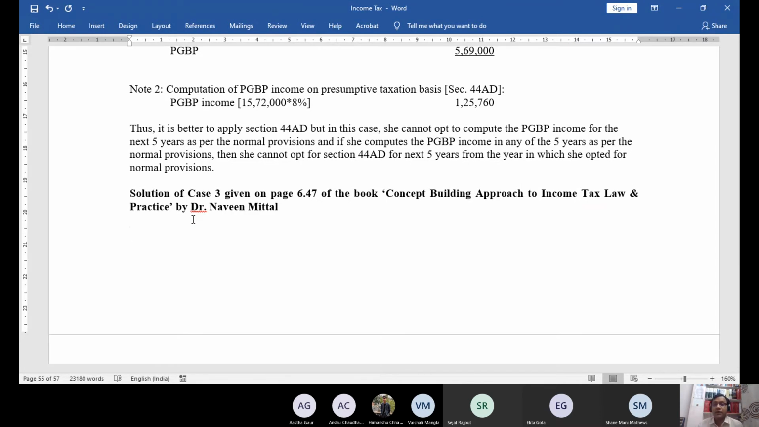If you remember, I cannot debit the actual cost of a capital asset. I can debit only depreciation, and the depreciation rate is 10%. It is acquired in the previous year and put to use for more than 180 days. So how much will be the depreciation which I can show on the P&L account?